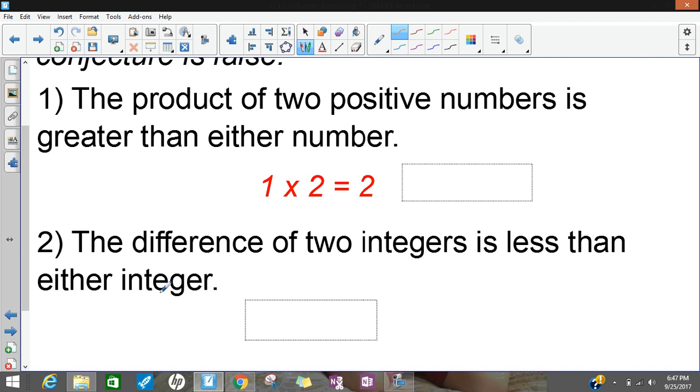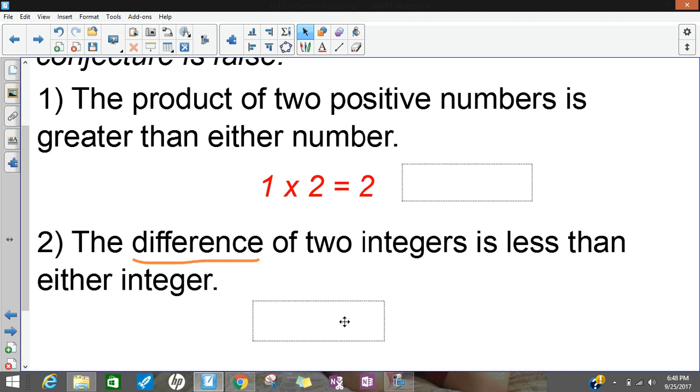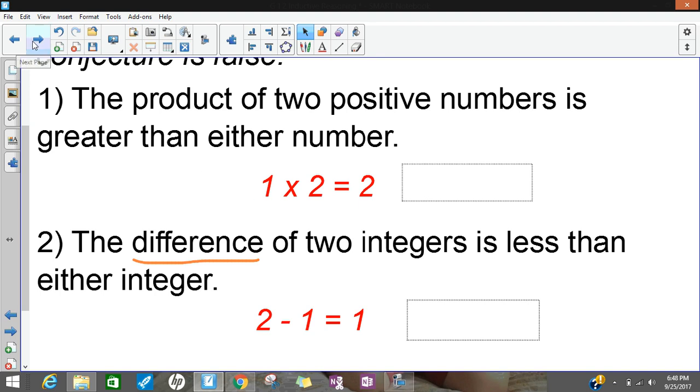Here the difference means to subtract. I should have said that before I had you pause, but I think you know that. The difference of two integers is less than either integer. So if I subtract two integers, this conjecture is saying that the result will be less than both of them. So I'm going to subtract 2 minus 1, and I'm going to get 1. So 1 is less than 2. It's less than that 1, but it's not less than the original 1 that we started with. So this is a counterexample. So both of these conjectures are true at some point, but I have found counterexamples for both of them, so they're not always true.